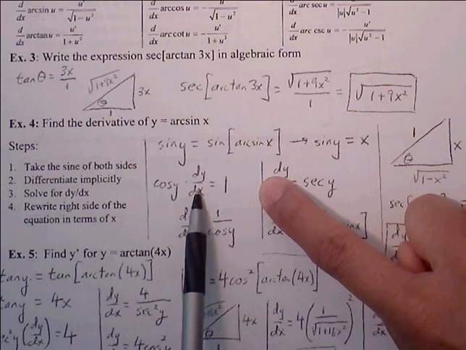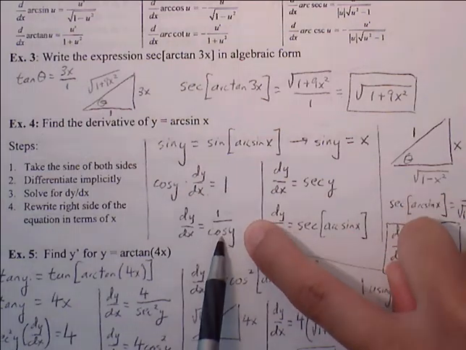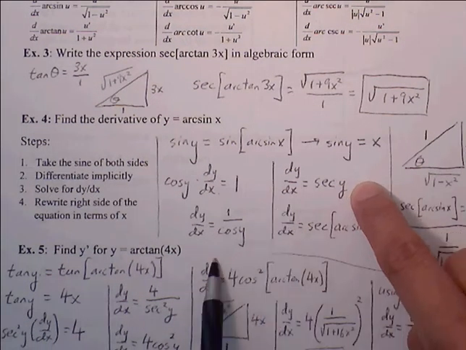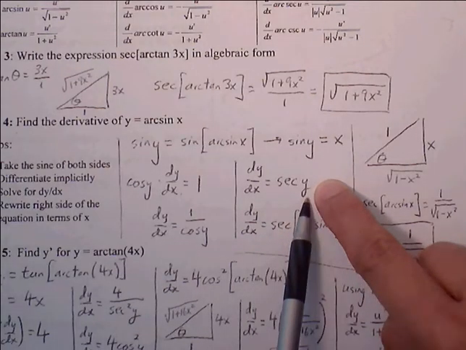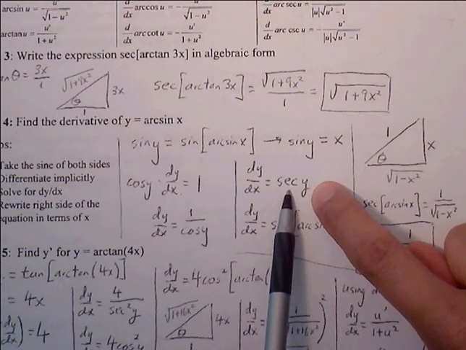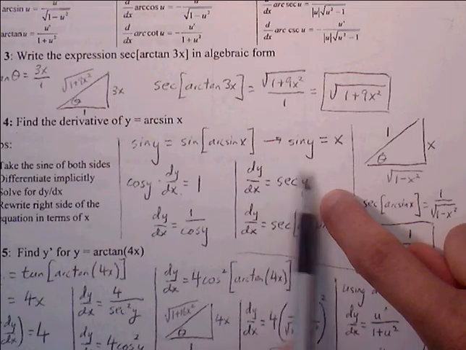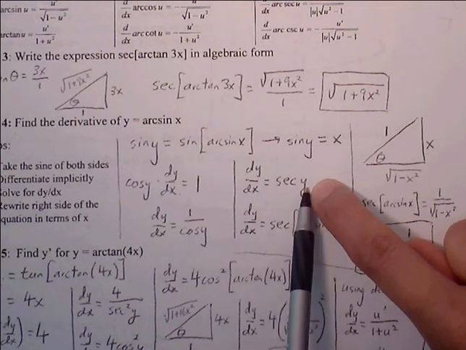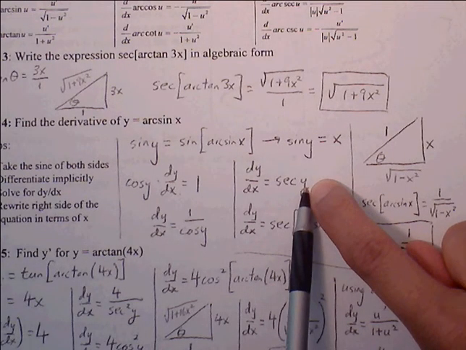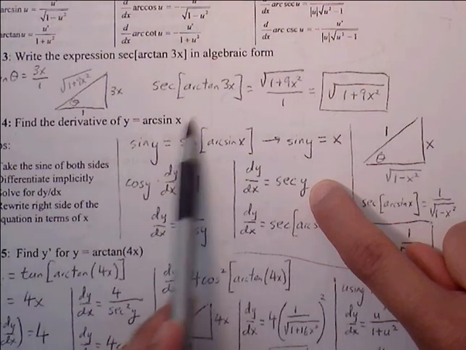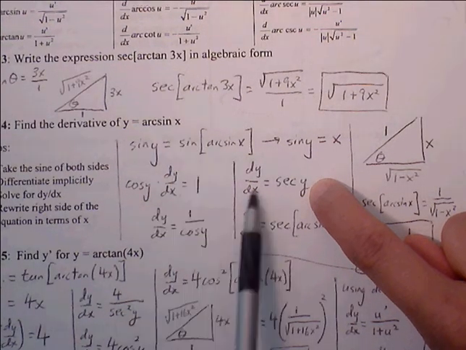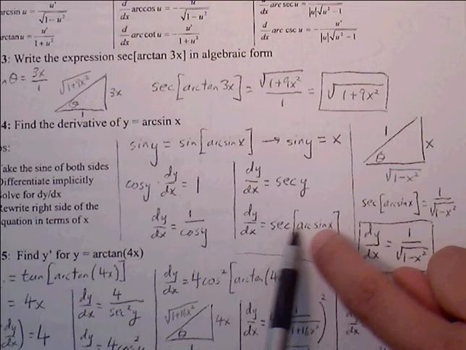Okay, next step, solve for dy dx. We can divide both sides by cosine of y. So dy dx equals 1 over cosine of y, which in other words is secant of y. So we essentially found the derivative. We just have to get this expression in terms of x. Now we know what y is in terms of x: going back to the original equation, y is arc sine of x. So dy dx equals secant of arc sine of x.